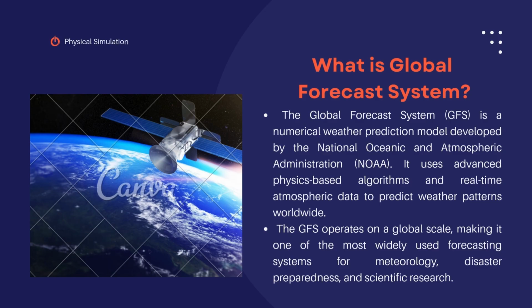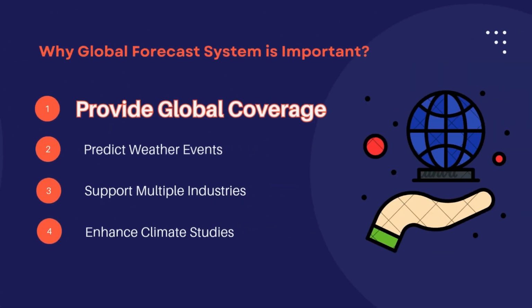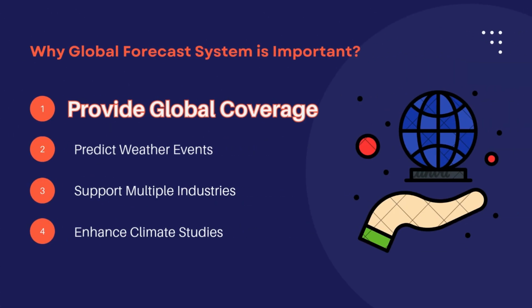It uses advanced physics-based algorithms and real-time atmospheric data to predict weather patterns worldwide. The GFS operates on a global scale, making it one of the most widely used forecasting systems for meteorology, disaster preparedness, and scientific research. Why is the Global Forecast System important? It provides global coverage. Unlike regional models, the GFS delivers weather predictions for the entire world, aiding international forecasting efforts.